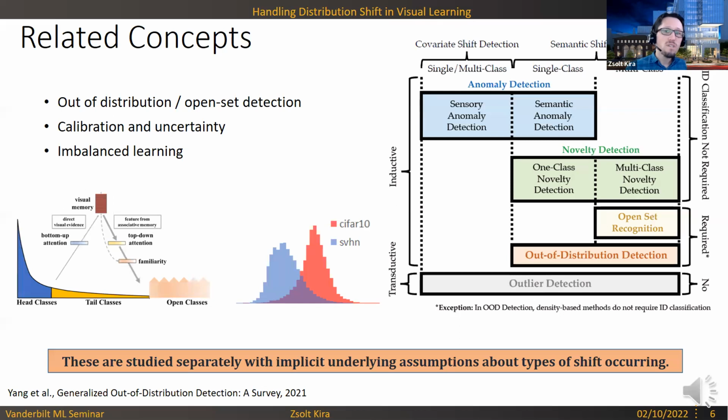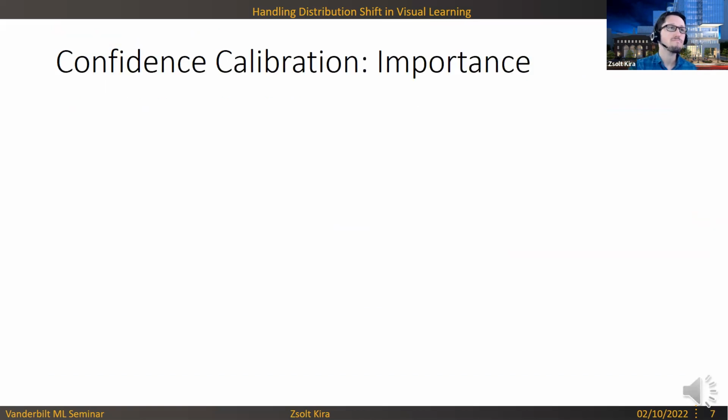And so one of the key things that we wanted to tackle is the fact that these have been studied separately, and they have all made some assumptions, just by the underlying data sets that they use, about what types of distribution shifts occur. What we argue is that we really want to start looking at this holistically and try to develop methods that are fundamental and principled and can view this in a global manner.